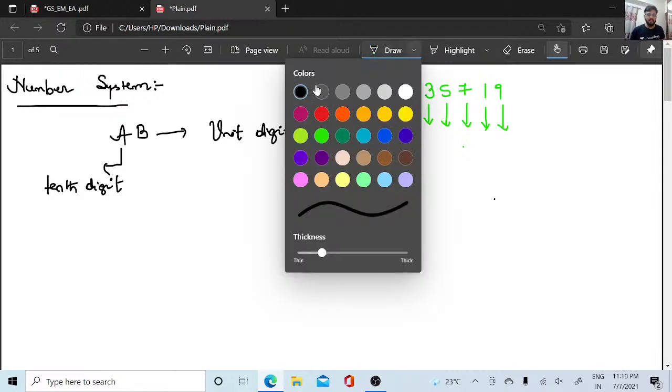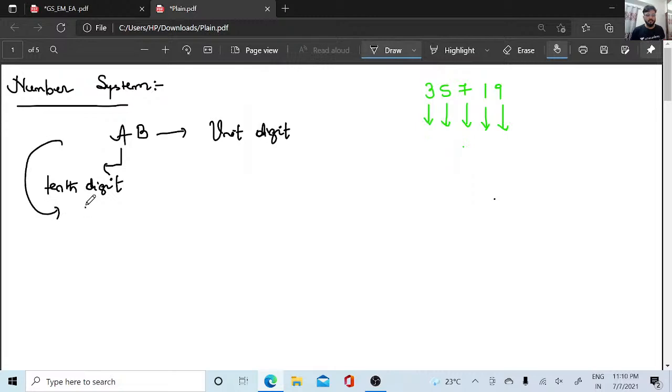So this 2-digit number AB, when it gets reversed, it will become BA. That is, B will go to the 10th position and A will come to the unit position. So how to write such numbers? How to write such numbers?